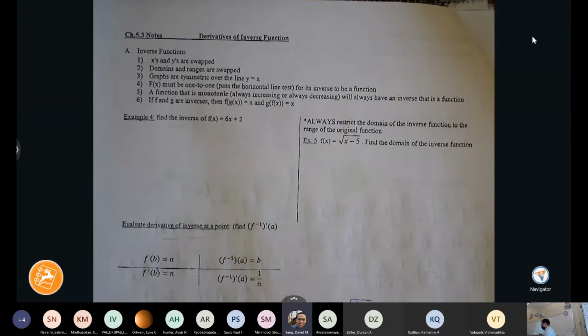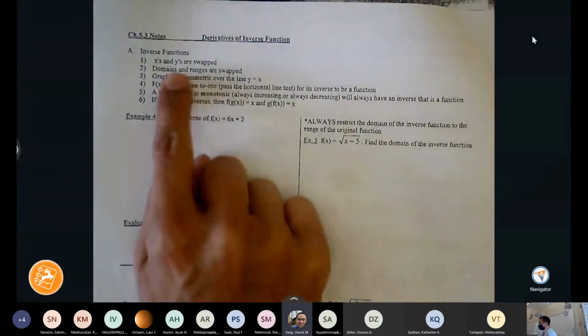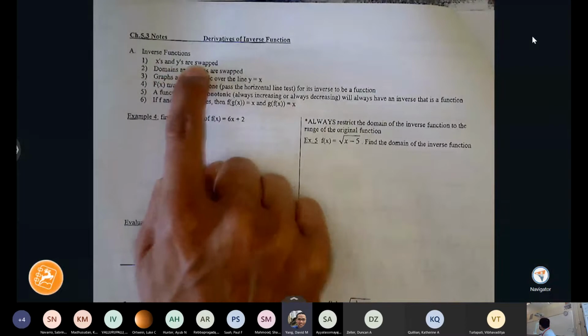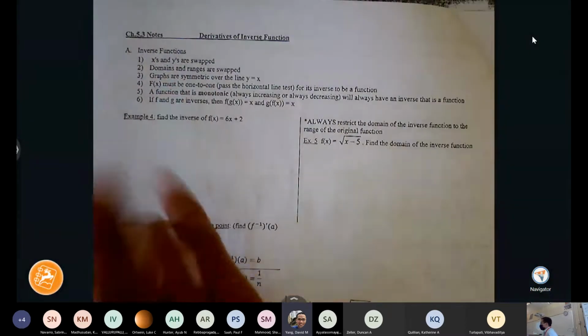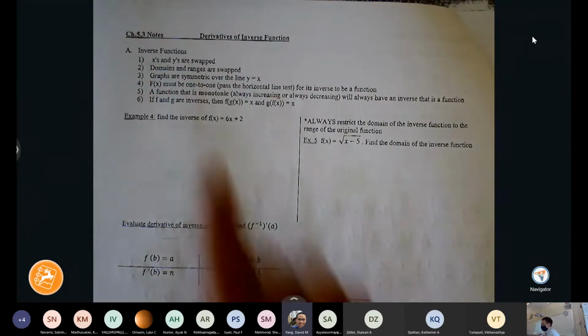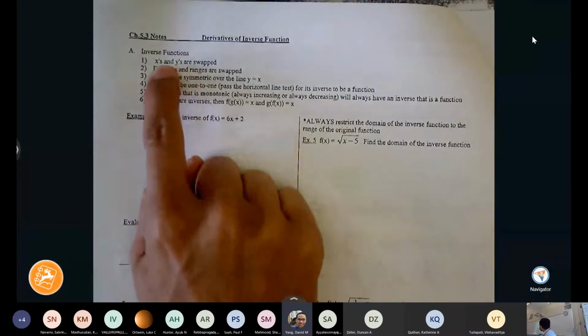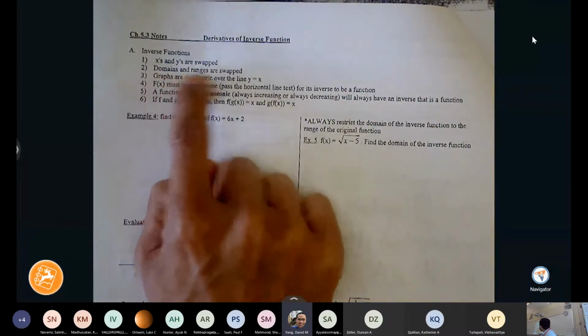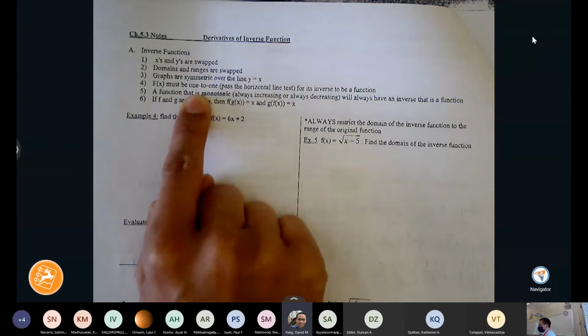So this topic is inverse functions and derivatives of inverse functions, but I'm going to review inverse functions first. So a function and its inverse, their x's and y's are going to be swapped. So any ordered pair on one function, there's going to be that same number, but then just the x's are y's and y's are x's now. Which means that if all my ordered pairs are flip-flopped, then my domain and range is also going to be swapped.